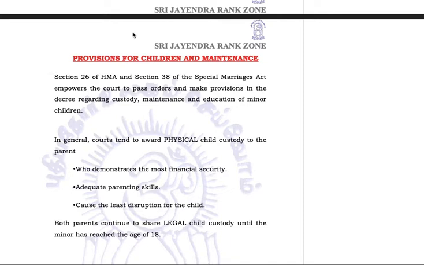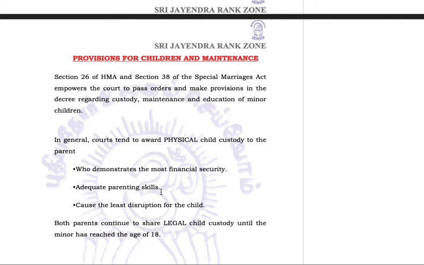In general, courts tend to award physical custody to the parent. Court will decide which parent the child will physically stay with upon these parameters. Who demonstrates the most financial security? Who is more financially secure, father or mother? If father is more financially secure, court will lean more toward granting the custody to the father. Why? Because raising a child needs money, and if mother does not have enough money, then the child's growing up is going to suffer. So court will say for the best interest of the child, the one who is more financially stable should have the physical custody of the child.